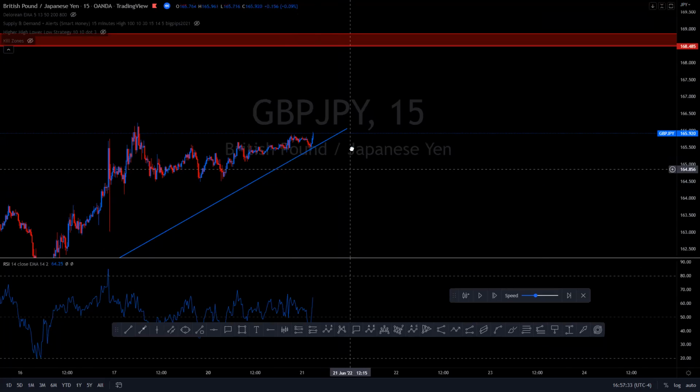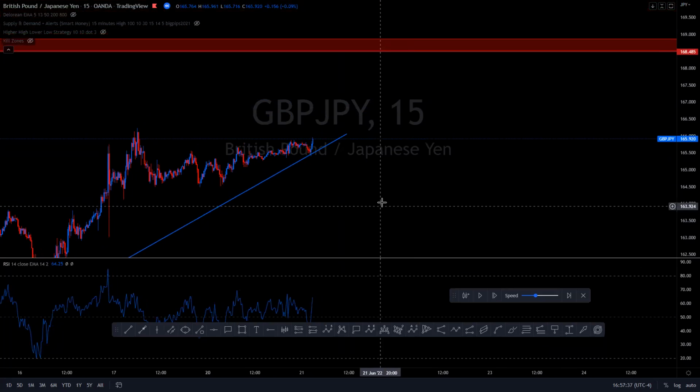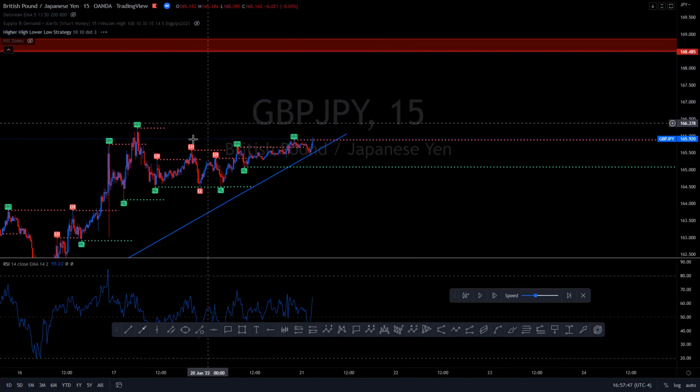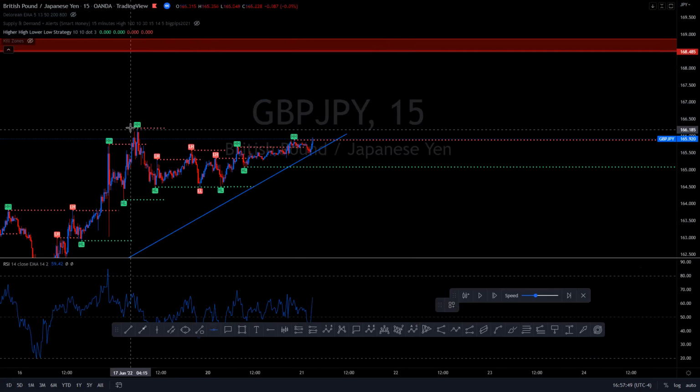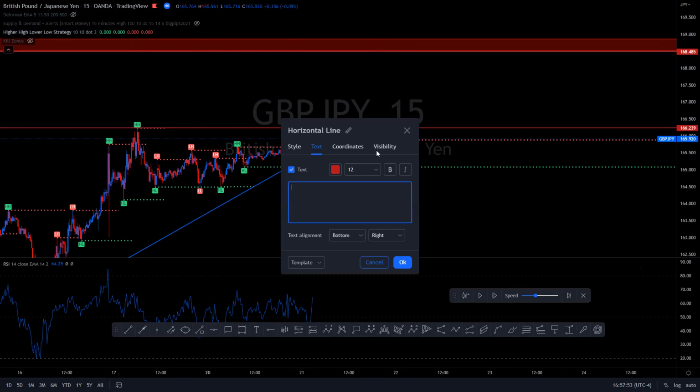At this point, we have already identified the trend. That's why we drew a trend line here. Now, the next thing we would do is locate the nearest high and the nearest low, so that we can identify our break and retest lines. So then I would turn on my higher high and lower low risk strategy indicator. And I can see that this is probably the most recent high here. So this will be my breaking point for a buy at this point.